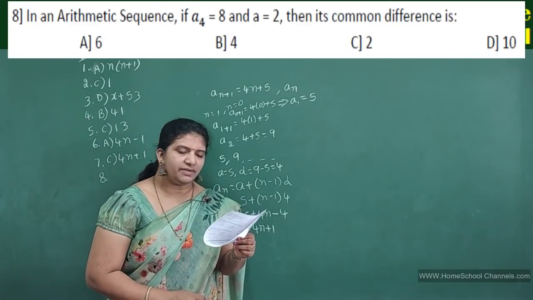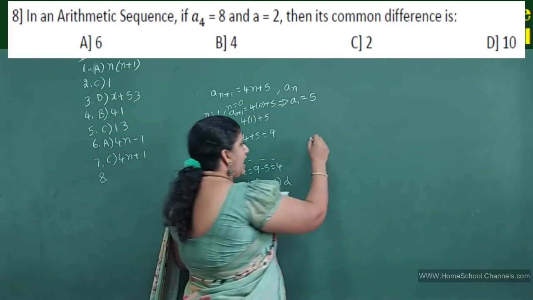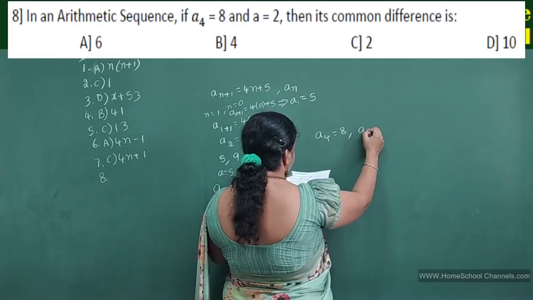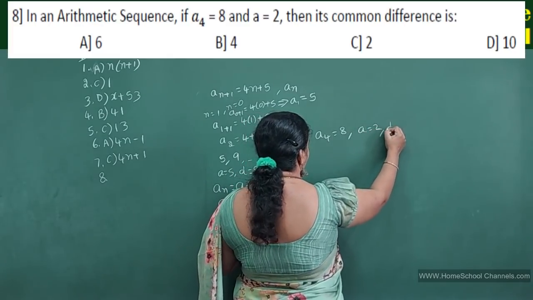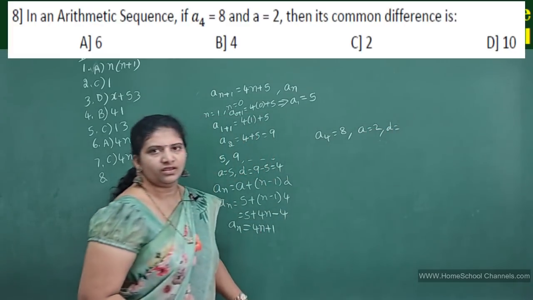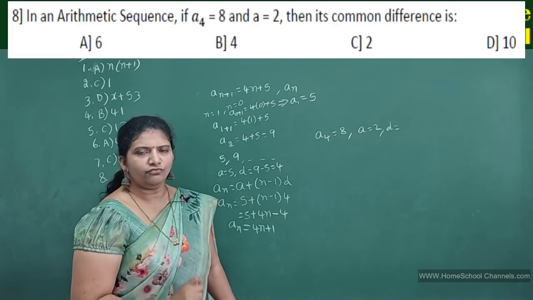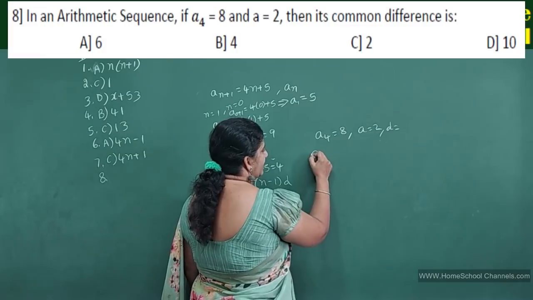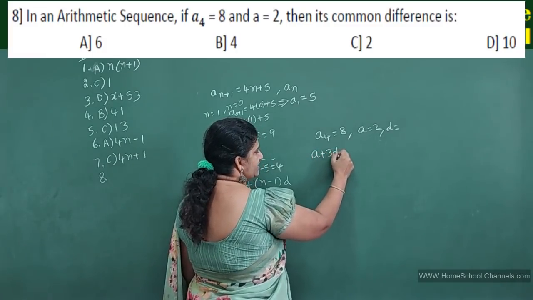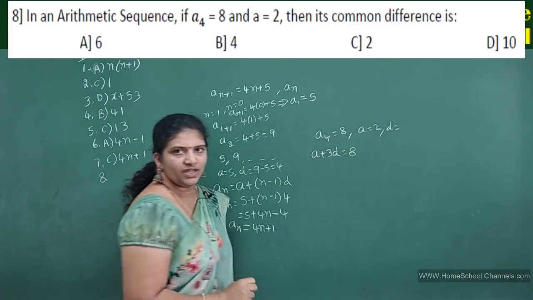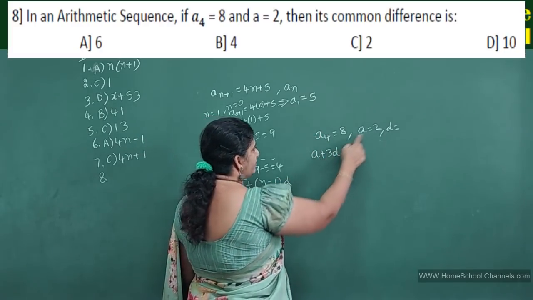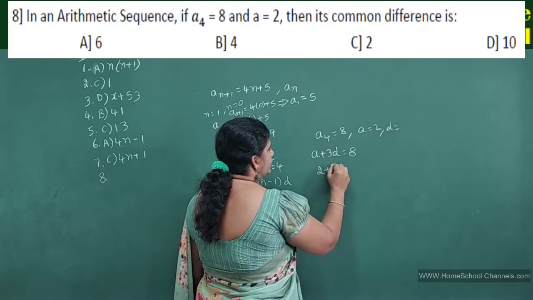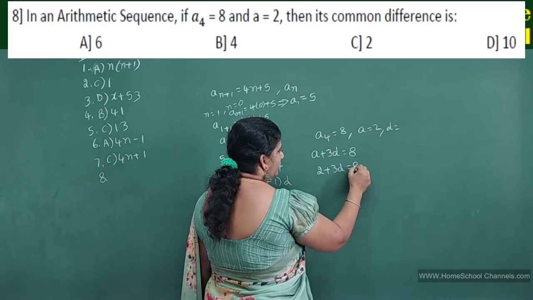In an arithmetic sequence, A4 is equal to 8 and A is equal to 2. Find the common difference. Fourth term given. Fourth term, write in general form. A4, we can write it as A plus 3D is equal to 8. Substitute A value in this. We know A, right? Substitute that A here. 2 plus 3D is equal to 8.